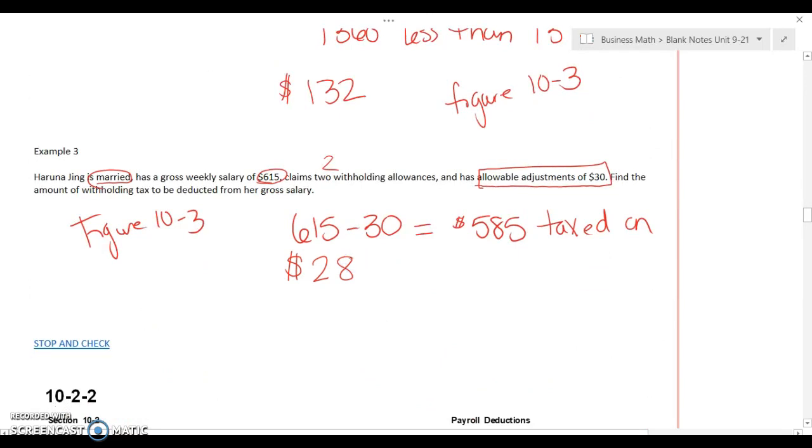Okay, go ahead, pause the video, go out to the stop and check right there, try the problems. When you are done, come back and we will continue on.